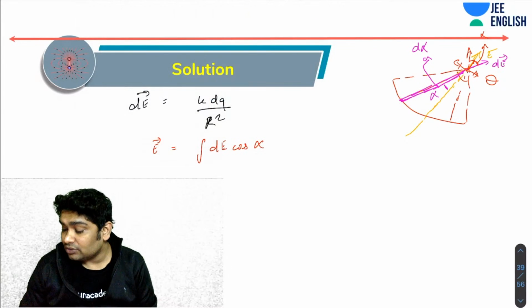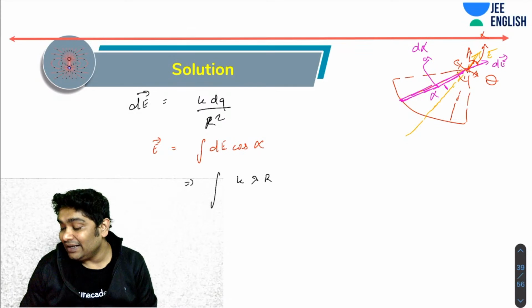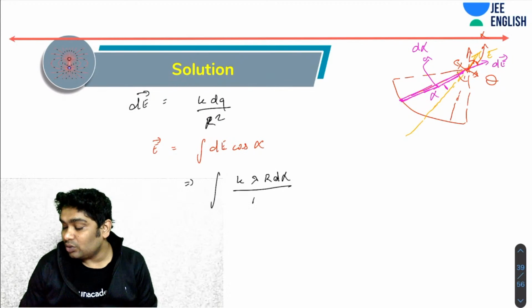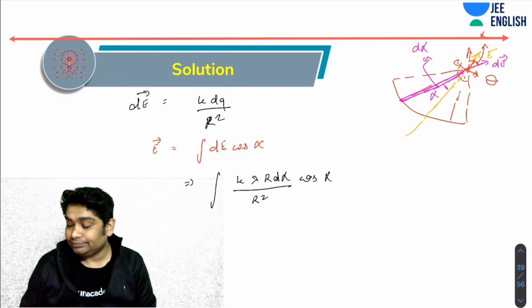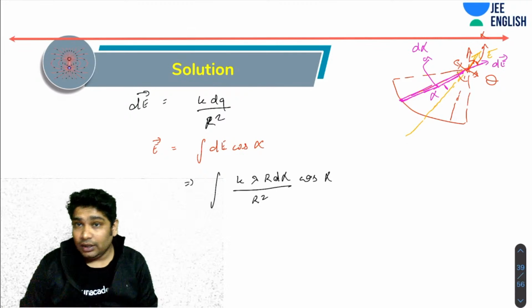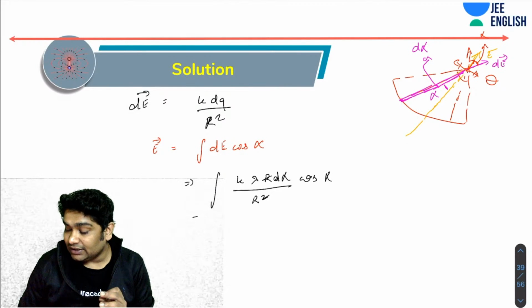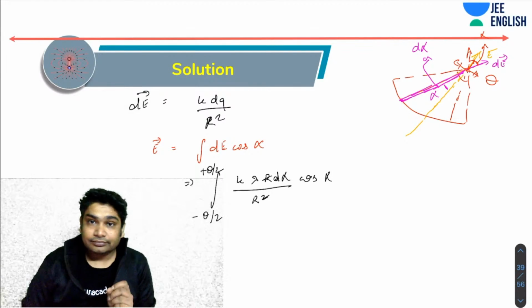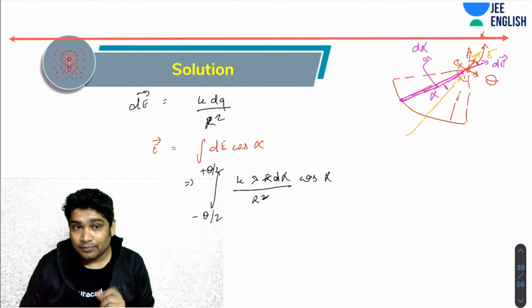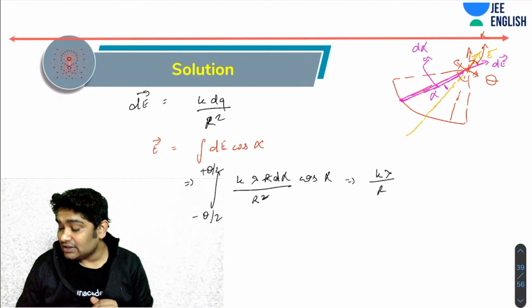Okay, so let's do that. So I will say that this would be k into dq. dq can be written as lambda times r d alpha over r square into cos of alpha. ठीक है भाई. Now all you need to do is integrate this. Once you integrate this, the limits of alpha are going to be from minus theta by 2 to plus theta by 2. Okay, because theta was the total angle. So let's see what that gives you. That gives you k lambda over r times, you will get 2 times sine of theta by 2.